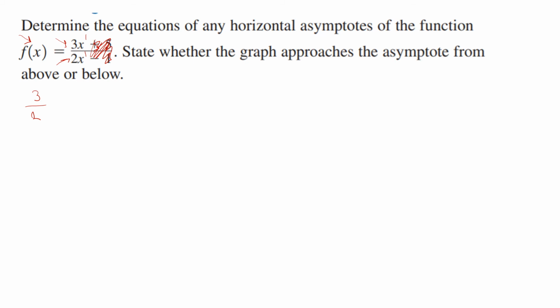Now it wants us to state whether the graph approaches the asymptote from above or below. So how do we do that? So I drew a graph with the horizontal asymptote.